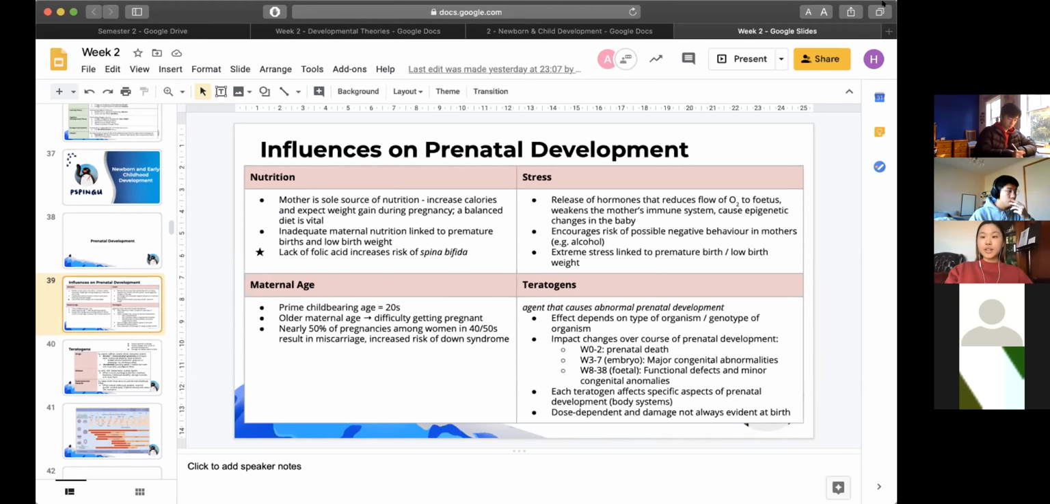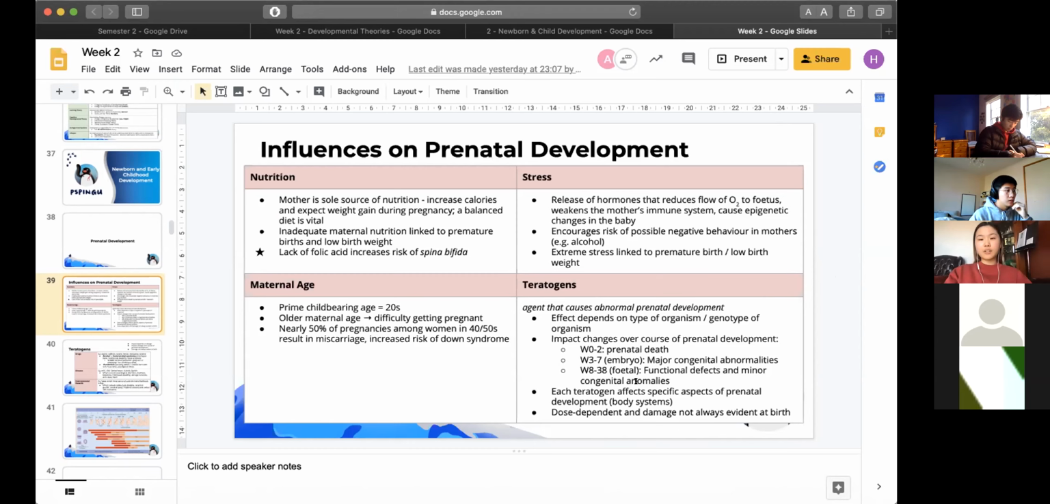Next is stress, because stress is linked to a release of hormones that will reduce the flow of oxygen to the fetus. It also weakens the mother's immune system, and it can cause a lot of changes in the baby when the baby is developing.